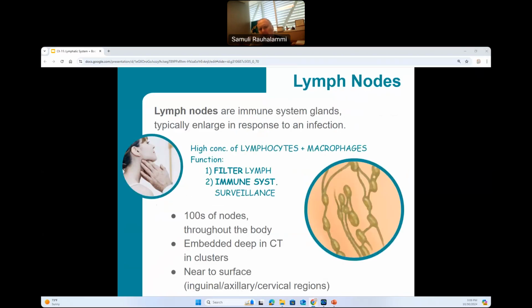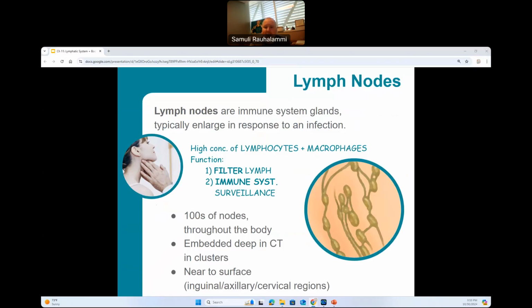So the role of the lymph nodes really is to filter the lymph before it is returned to the blood. Many harmful materials can be captured or filtered out of the lymph. So we see, for example, bacteria, viruses, cancer cells, and also old parts of cells that get removed.